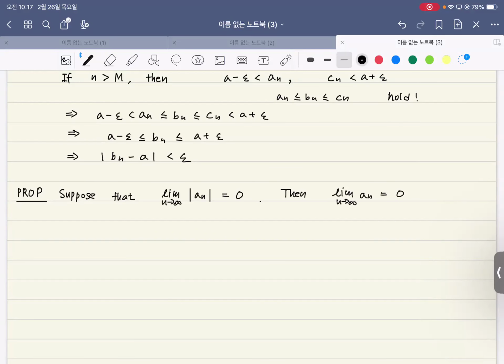Which is very obvious, but I'll try to justify the theorem like this, because minus absolute value of AN and plus absolute value of AN are going to be the lower and upper bound of sequence AN, right? And since this one tends to 0, and that sequence also tends to 0, therefore the middle one should be tending to 0. Okay.